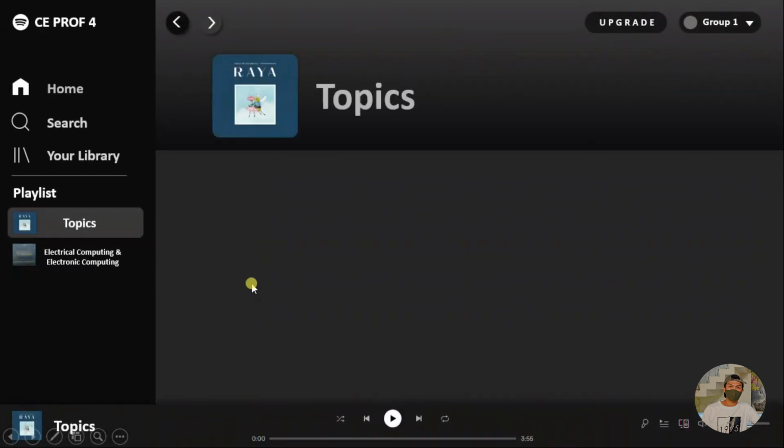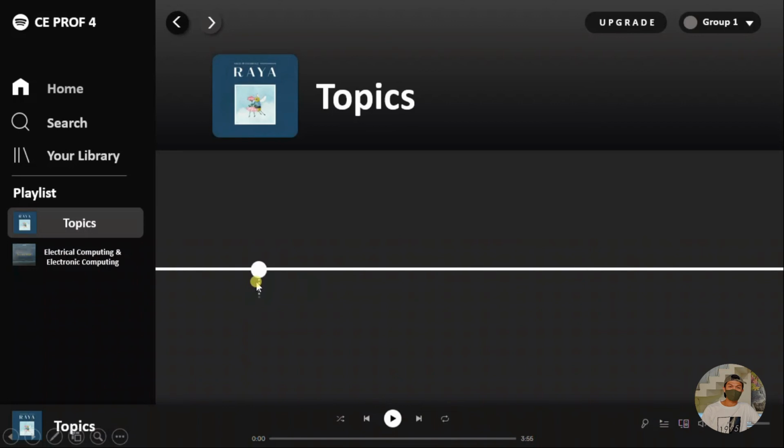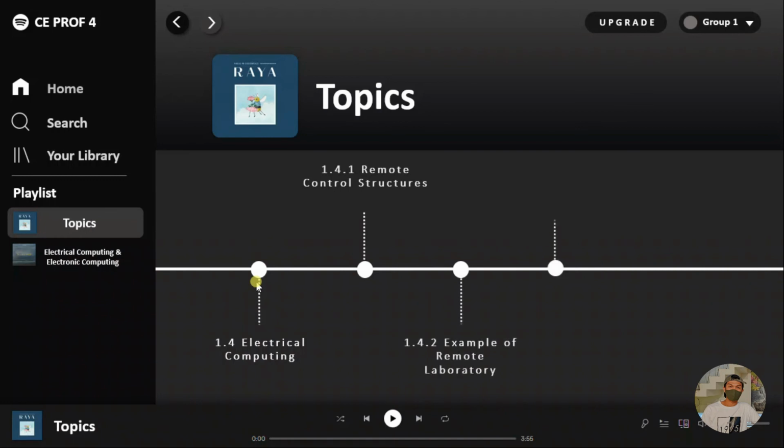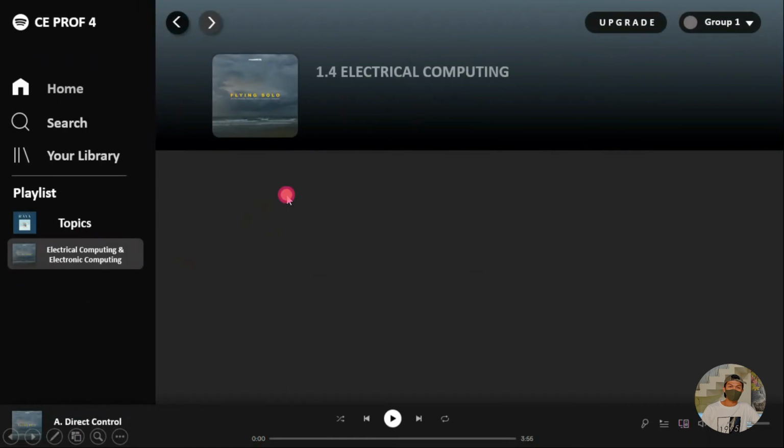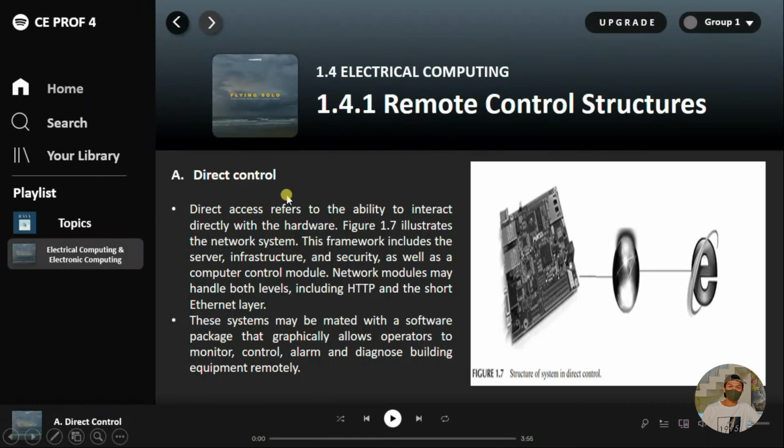So the topics that I'm going to discuss are all about electrical computing. The subtopic is the remote control structures, examples of remote laboratory. The second topic is electronic computing, and the subtopic is the detailed study. So let's proceed to the electrical computing. The first subtopic is remote control structures.